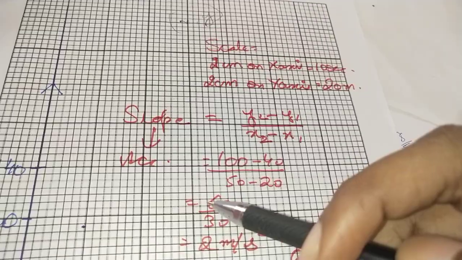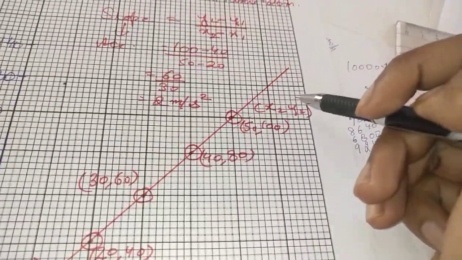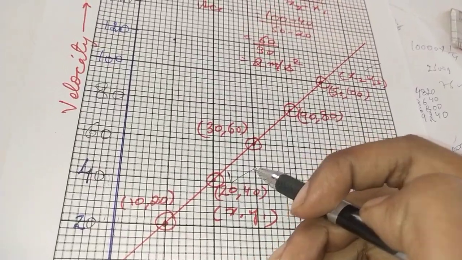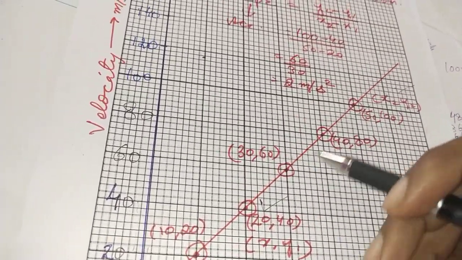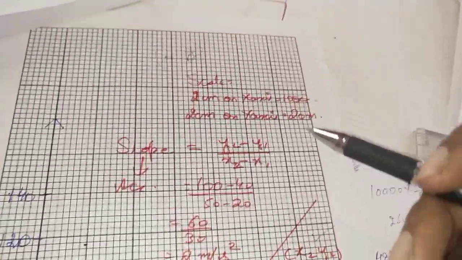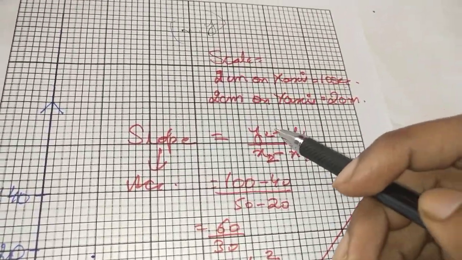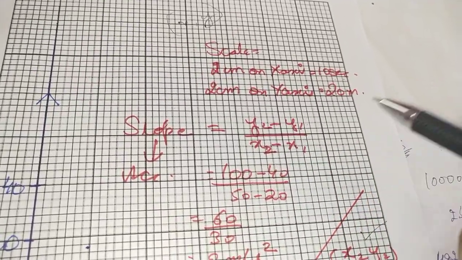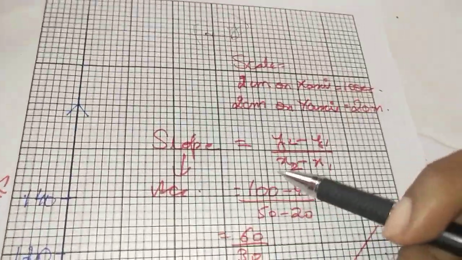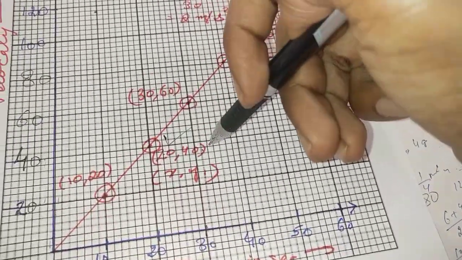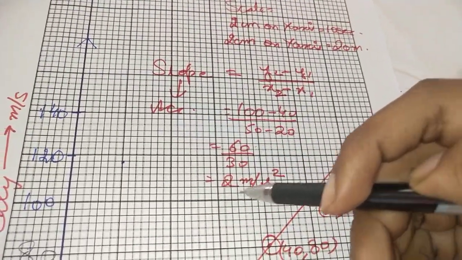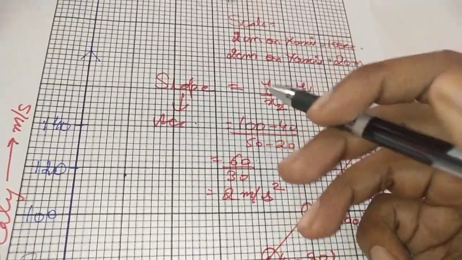Now let's try to calculate the slope. To calculate the slope, we need to take two coordinates. I have taken this as one coordinate and this as the other. We can take any two coordinates provided they are on the graph line. So we take difference in y upon difference in x, that is y2 minus y1 upon x2 minus x1, as we have already seen in coordinate geometry. So 100 minus 40 upon 50 minus 20, that comes out to be 60.